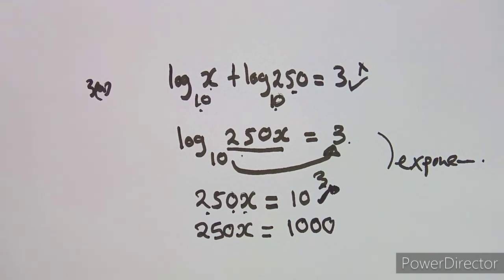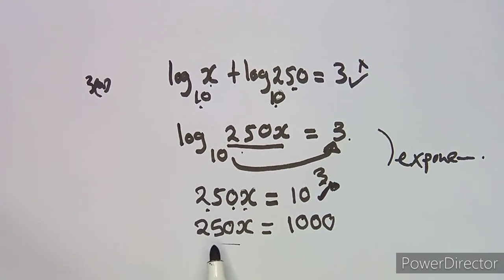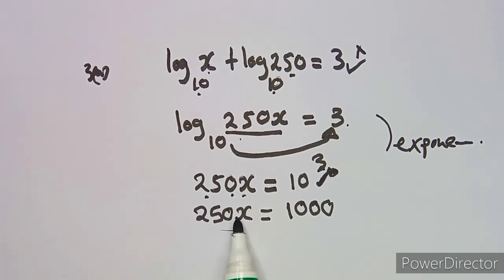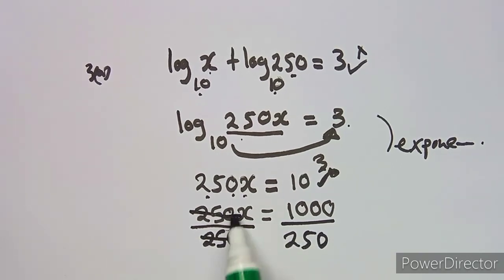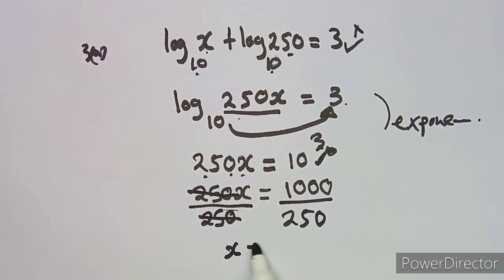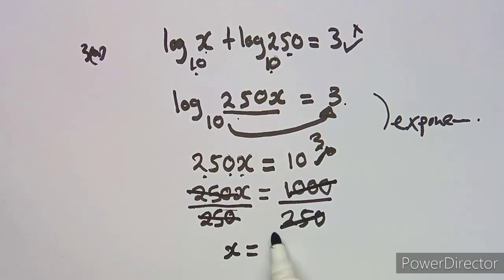So what can I do now, guys? This is the question that we now have. How can I remove this 250? What is this 250 actually doing? How is it affecting the x? It's multiplying. So how do I remove this? I have to divide, because I'm multiplying here. Divide by 250. So that's going to give us the value of x, which is equivalent to 4. So that's what we have there.